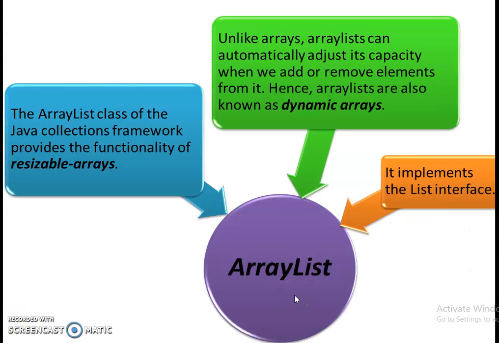Now let's talk about ArrayList. As we know in Java, when we use an array, we need to declare the size of it, and once the size is declared, it is hard to change, right? For this issue we have ArrayList, and it provides the functionality of a resizable array. Unlike arrays, ArrayList can automatically adjust its capacity when we add or remove elements from it. That's why it is known as dynamic array. And we know it implements the List interface, so it has all the methods of List and Collection, right?